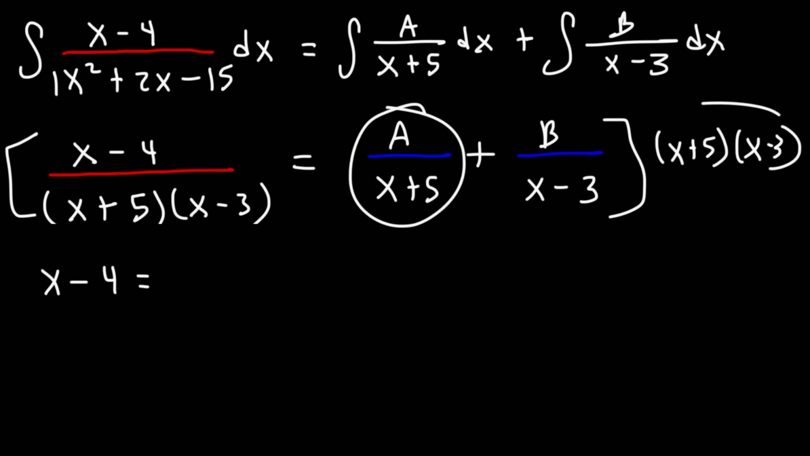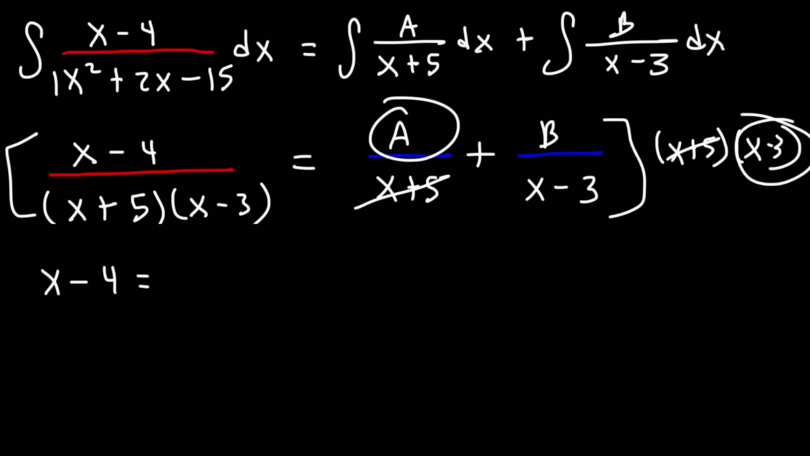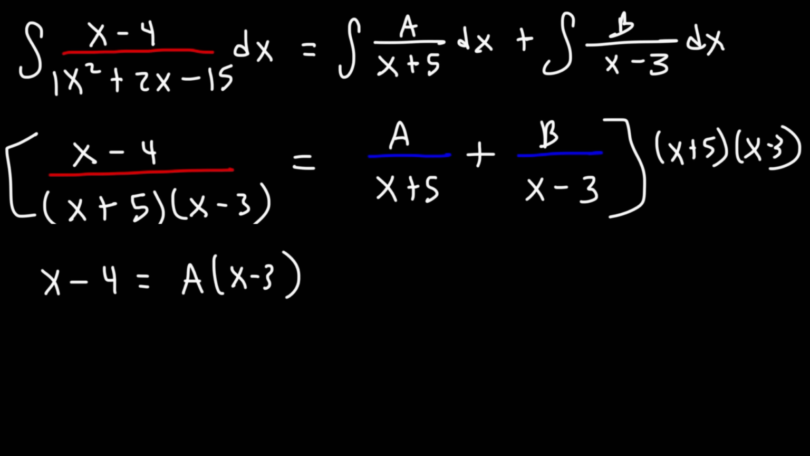And this fraction times those two factors, x plus 5 will cancel, and we're going to have a times x minus 3 left over. And then when we multiply b over x minus 3 by these two factors, the x minus 3 factor will cancel, leaving behind b times x plus 5.